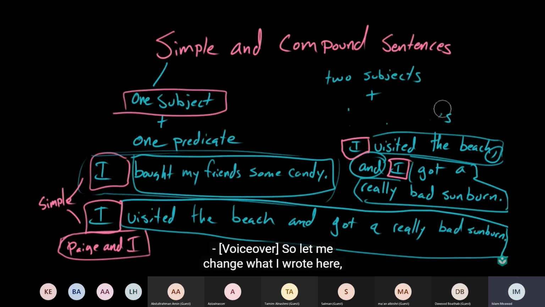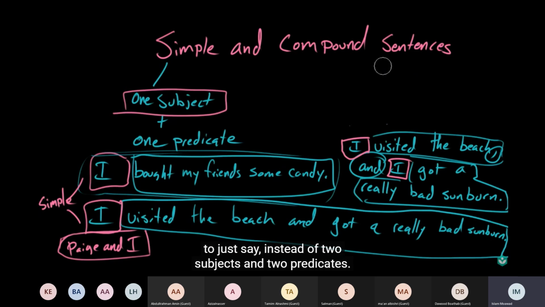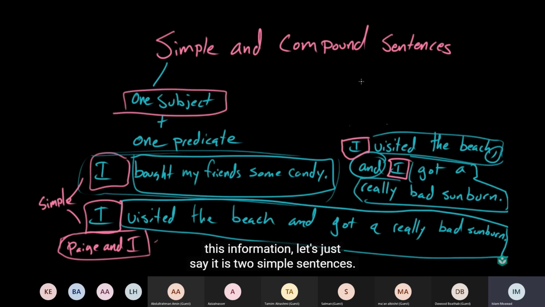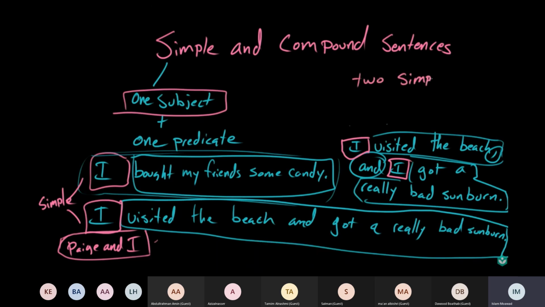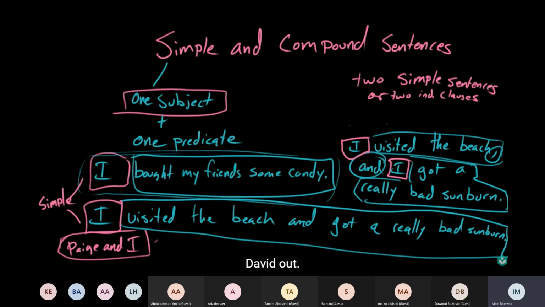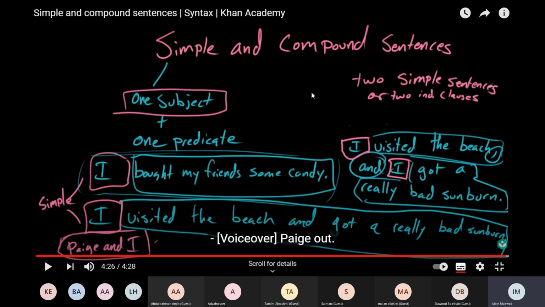So let me change what I wrote here. Instead of two subjects and two predicates, because I think that's confusing in light of this information, let's just say it is two simple sentences, or two independent clauses, if you know that terminology. And if you don't, never fear, we'll cover it, and you can learn anything. Okay, so let's practice with them.